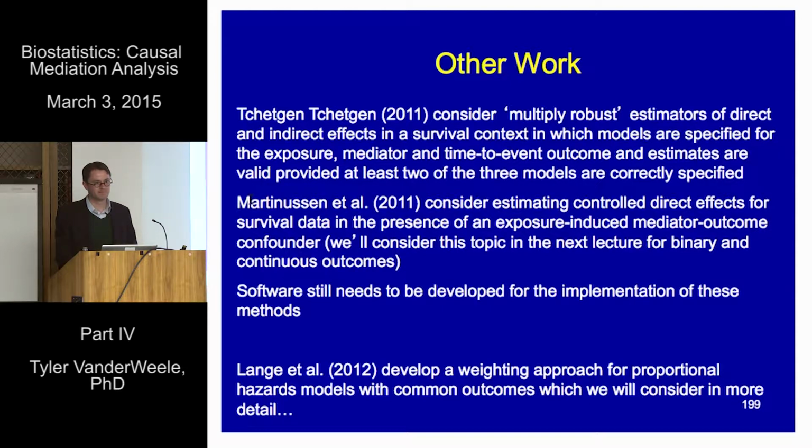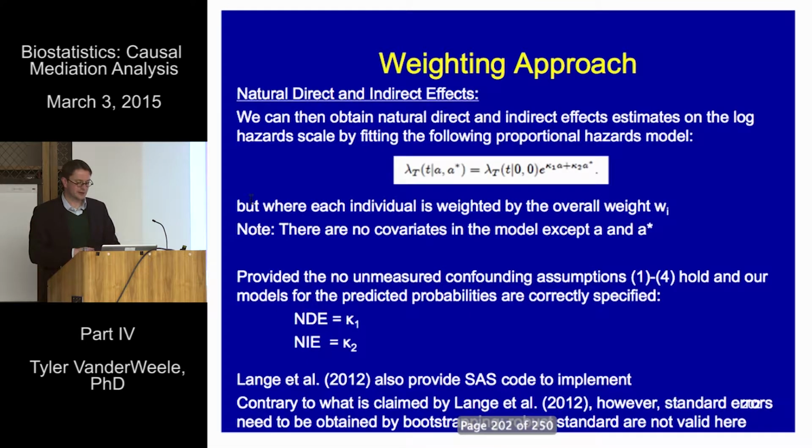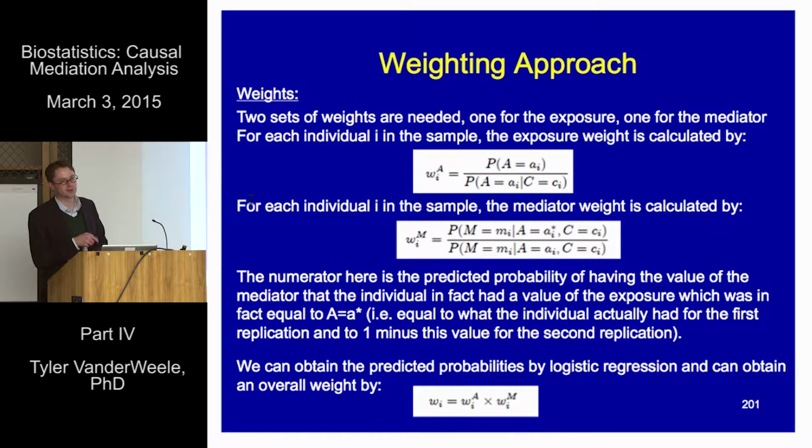So they are less efficient, but they are robust to misspecifications. The weighting approach is robust to misspecification of the outcome model, if you saturate this model and include an interaction, but you still have to specify models for the exposure and the mediator. And those need to be correctly specified, or at least give consistent predicted probabilities, for these approaches to be valid. So you trade off one set of model specification issues for another.